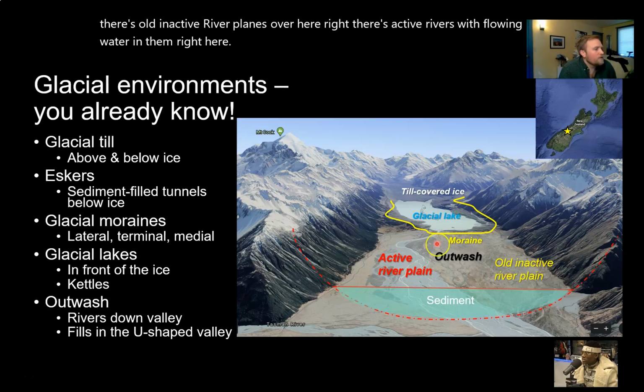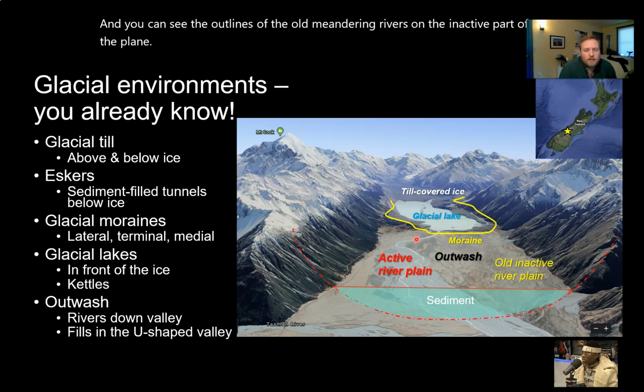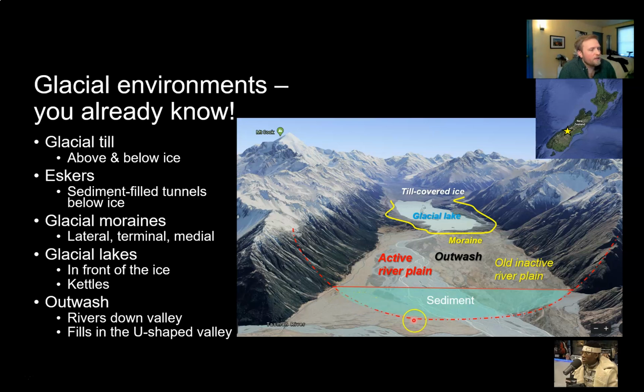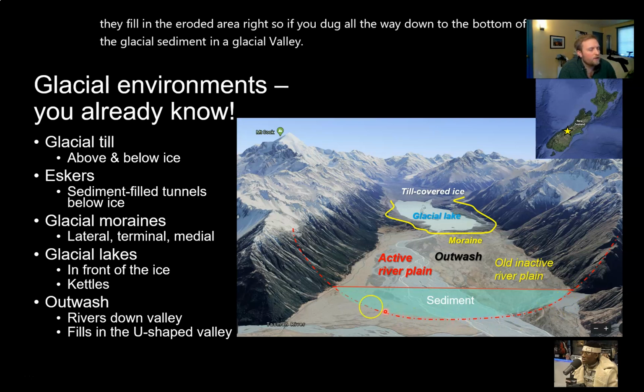And the important thing to remember with outwash and all glacial sediments is that they fill in the eroded area, right? So if you dug all the way down to the bottom of the glacial sediment in a glacial valley, and you took an elevation profile of where you hit the hard bedrock beneath all that sediment, you would reveal the U-shaped topography of a glacial valley, right?